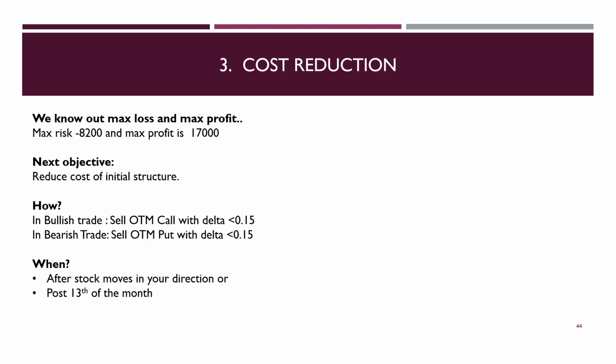If you are in a bullish trade, your original trade was a bull call spread. So now you have to add one more call sell, a far OTM call sell with delta less than 0.15. And if you are in a bearish trade, your original trade is a bear put spread, so you have to sell one more far OTM put with delta less than 0.15. I'll explain with this example, so don't worry. By doing this, we have converted our strategy to a bull call ladder or bear put ladder, and we are reducing the cost of our strategy.